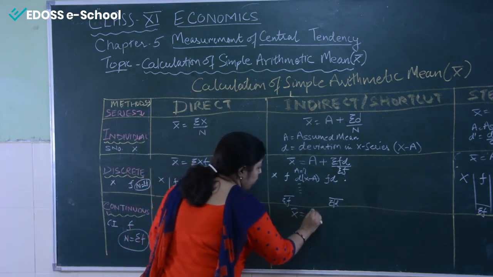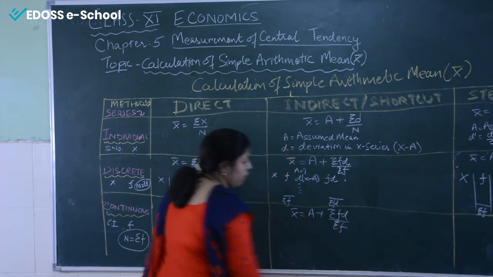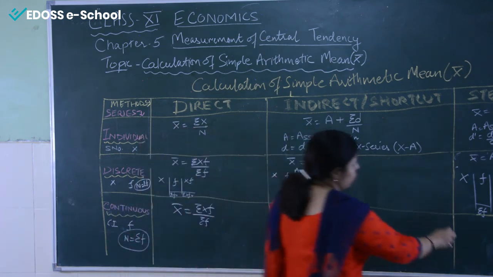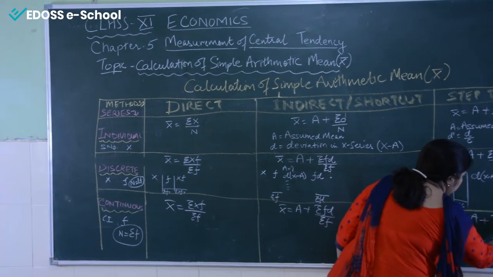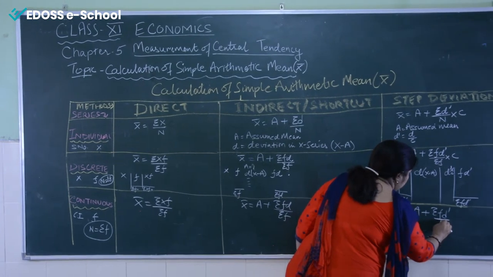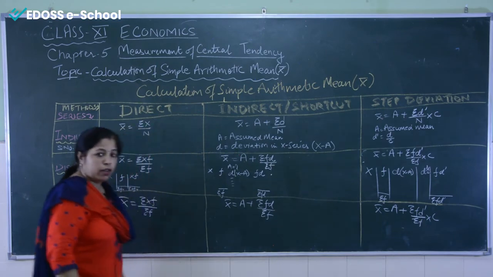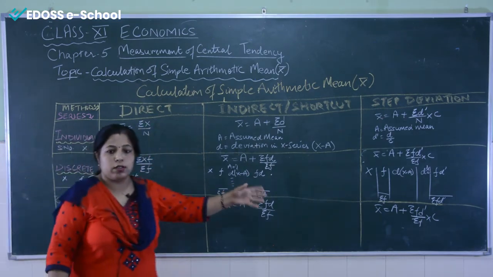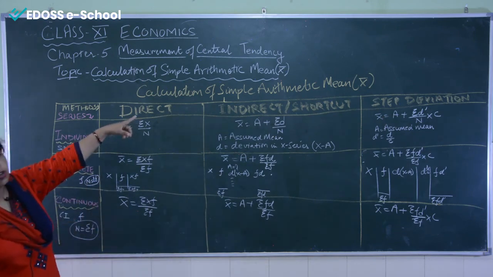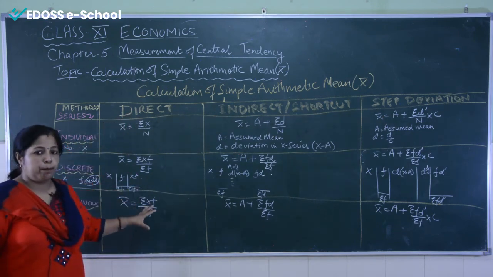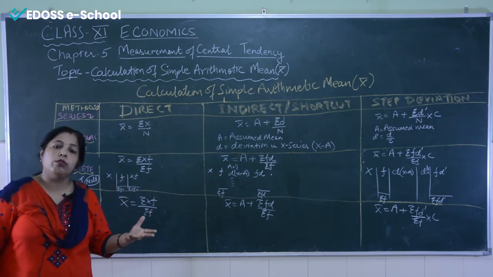Mean is equal to A plus summation fd upon summation f. Here also, mean is equal to A plus summation fd dash upon summation f, into c. So what I have done is copy the formulas of discrete series, because the formulas under discrete series and continuous series for the calculation of simple arithmetic mean are the same. When they are the same, then why are they in different series? That is the only point we have to understand.